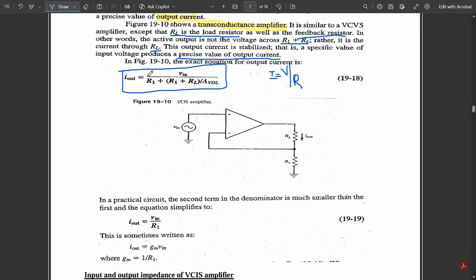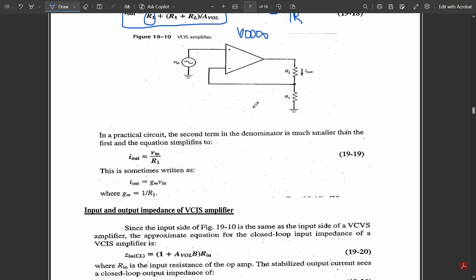Why is this first term high? Because initially the open loop voltage gain would be in terms of 1 mega, right? So that's why R1 is high. We know that R1 is high. But in the second term, R1 plus RL, the whole divided by 1 lakh, right? So that's why this second term would be minimized. That would be in terms of milli, right? In terms of 0.00 something. So it is very low if it gets divided by this value. So that's why this term would be neglected in practical format.